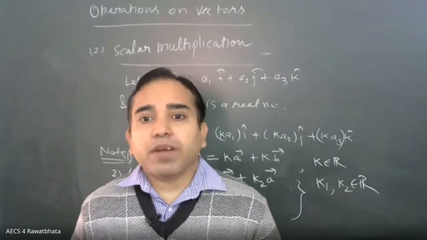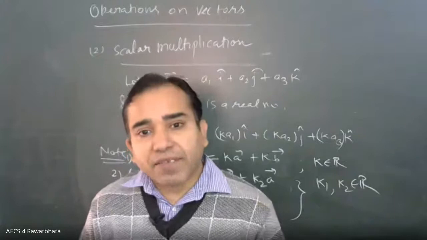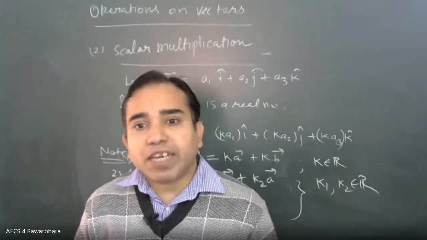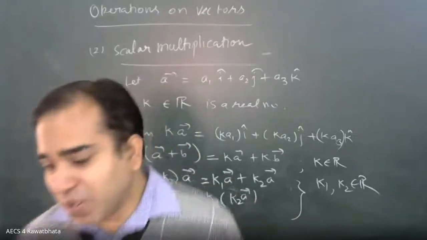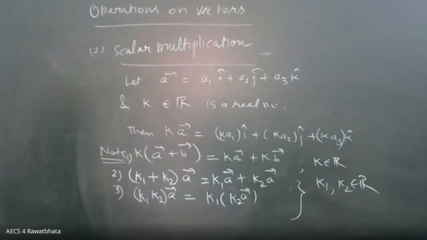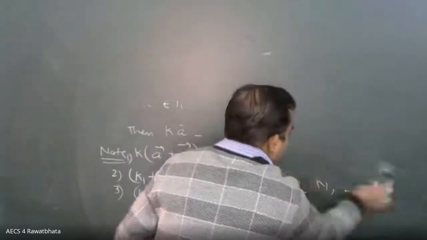Exercise 10.1 is there in front of you. First question is represent graphically a displacement of 40 kilometer 30 degree east of north. So you know how to do it. You have to draw the vectors in your notebook. I can show you on the board how to do it.